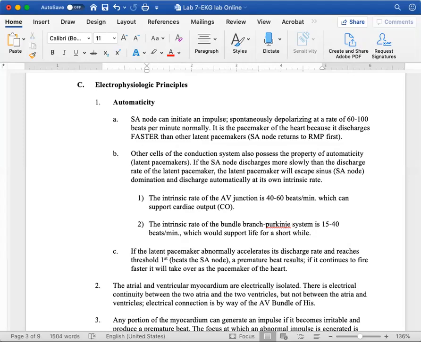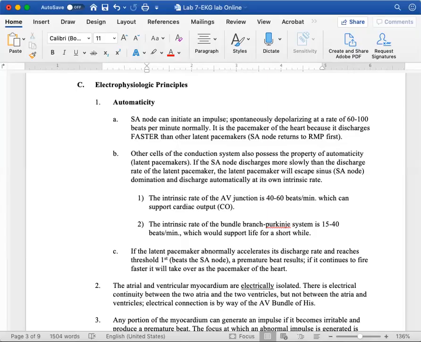If the SA node is damaged, or if it discharges more slowly, the AV node will actually take over. So the AV node depolarizes at a rate of about 40 to 60 action potentials per minute, which can actually sustain cardiac output. If the AV node and the SA node are damaged, the bundle of His or the bundle branches or Purkinje fibers can take over. Their action potential rate is about 20 to 40 action potentials per minute, which can sustain life for a little bit.